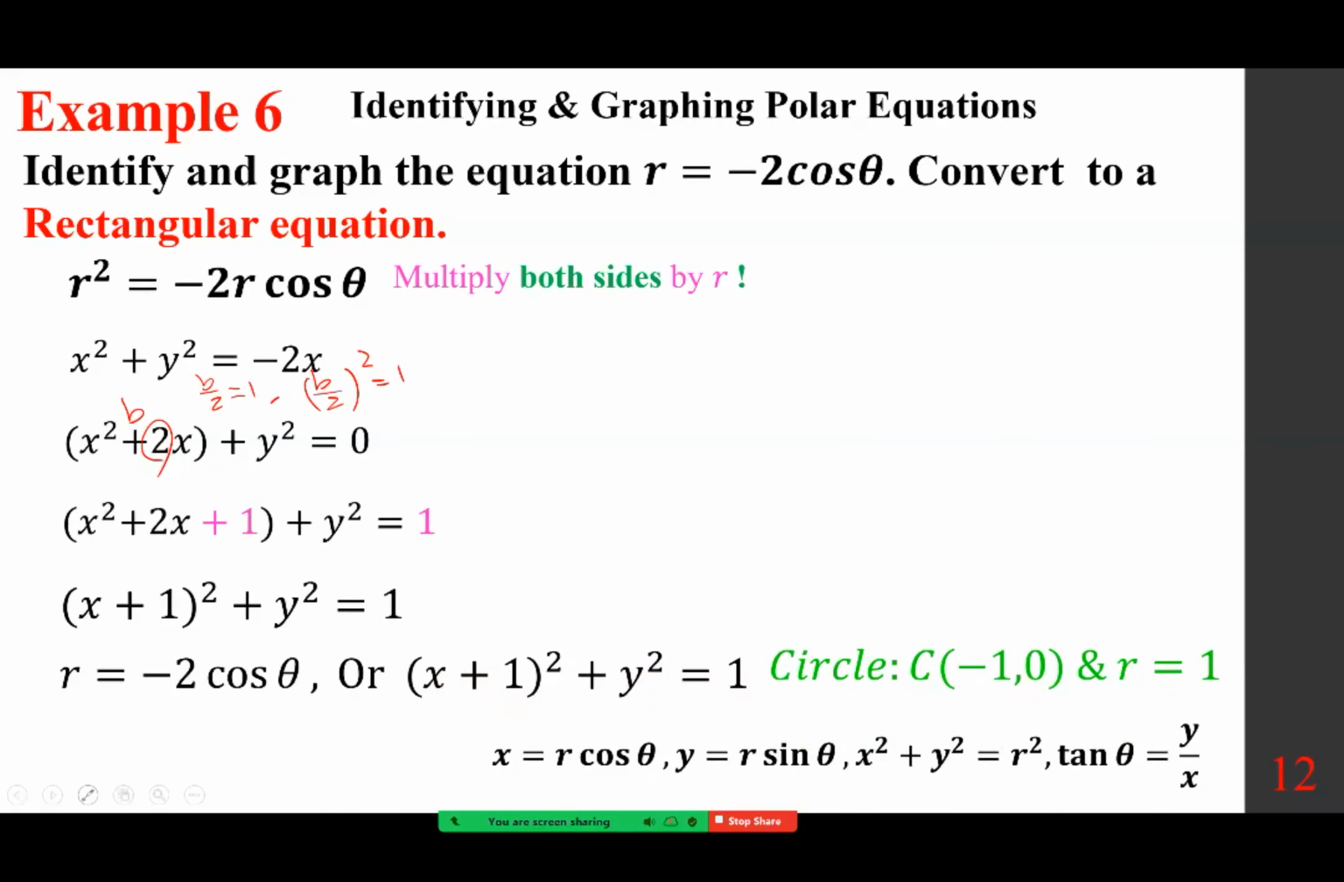Let me write this, so I want to make sure everything is clear. So this is x minus h quantity squared plus y minus k quantity squared equals r squared. That's why for this one, you get negative 1 comma 0 as the center. So I can't emphasize this enough, everybody.